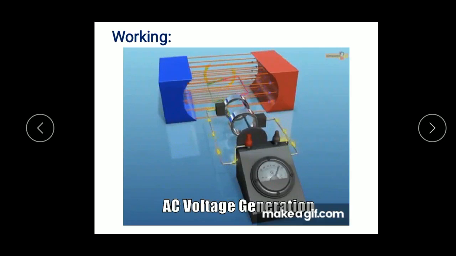So what happens in the working of the AC generator? When the armature coil ABCD rotates in the magnetic field provided by the strong field magnets, it cuts the magnetic lines of force. That means the magnetic flux linked with the coil changes. The magnetic flux linked with the coil changes due to the rotation of the armature, and hence EMF is induced in the coil. So this is the main important principle, that is electromagnetic induction, right?